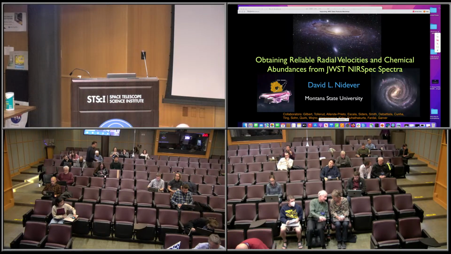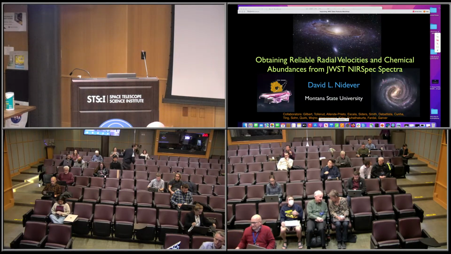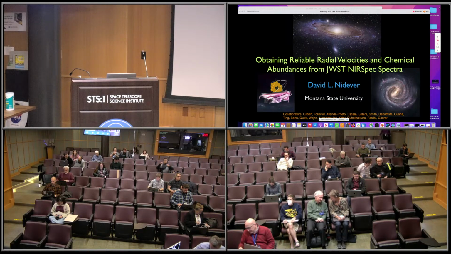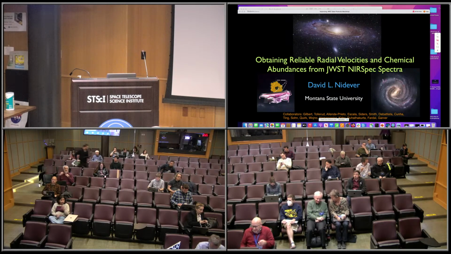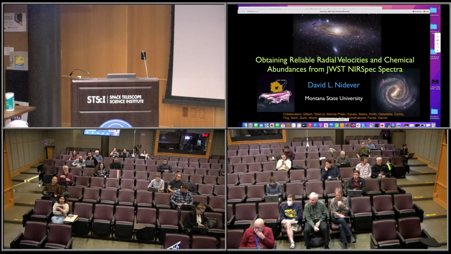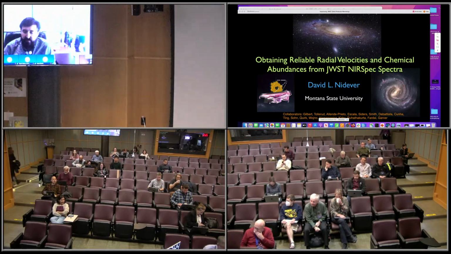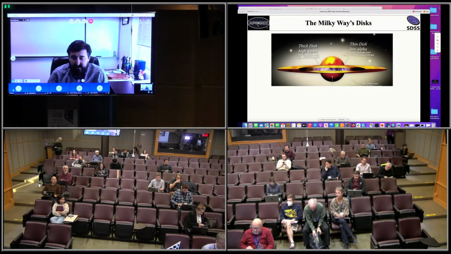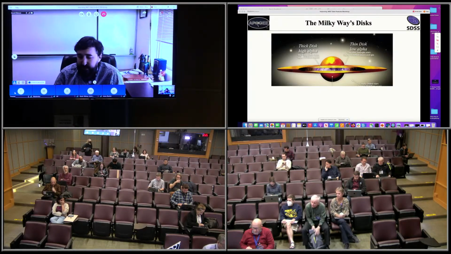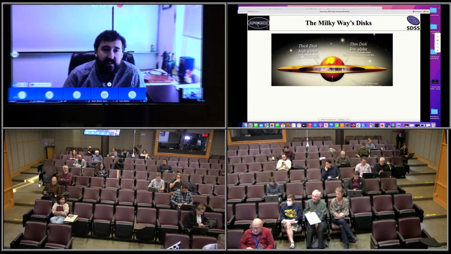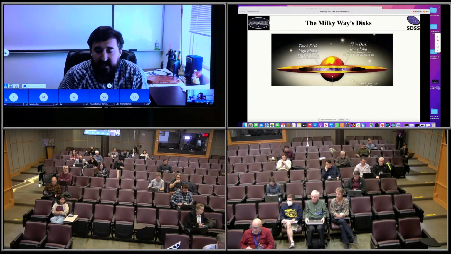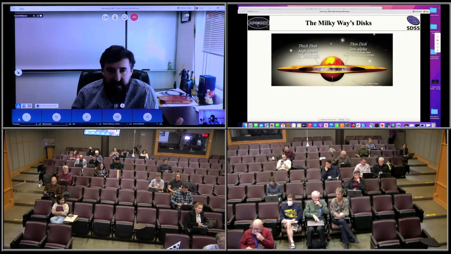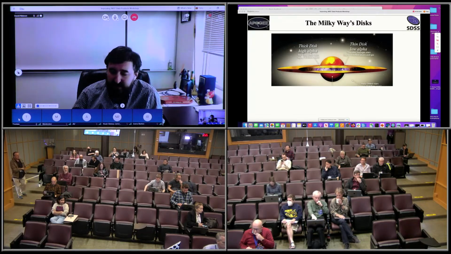Great. Thanks, everyone. So I want to tell you a little bit about how I've been trying to get reliable radial velocities and chemical abundances from JWST NIRSpec spectra. And before I dive into the details, let me give you a little bit of motivation for what I'm trying to do. So we've known for a long time that in our Milky Way galaxy, there are two stellar disks. There's a thin disk and a thick disk, and the thin disk is generally younger stars, while the thick disk is generally older stars and more puffed up.